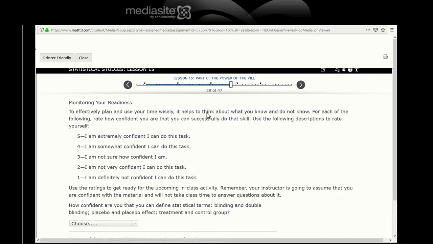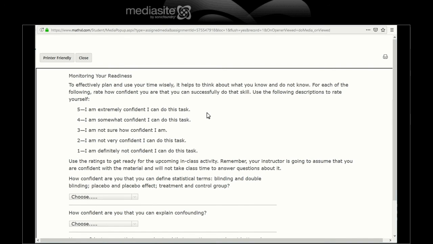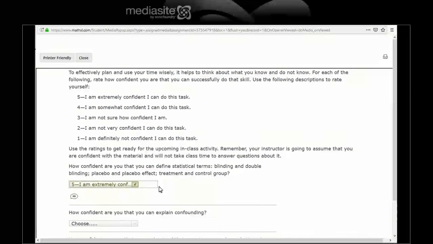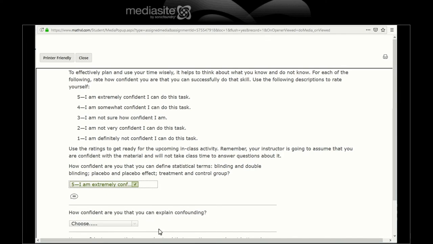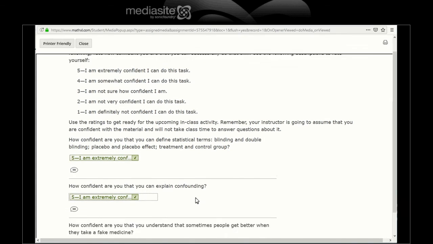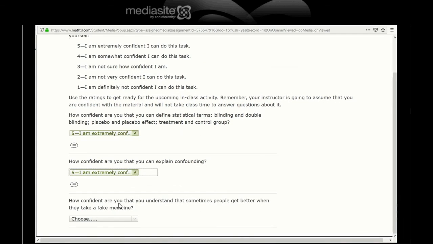All right. Use the rating to get ready for the upcoming in-class activity. How confident are you that you can define the statistical terms blinding and double blinding, placebo and placebo effect, treatment and control group? Extremely. How confident are you that you can explain confounding? It's a third variable. Kind of masks what's happening. How confident are you that you understand that sometimes people get better when they take a fake medicine, the placebo effect?